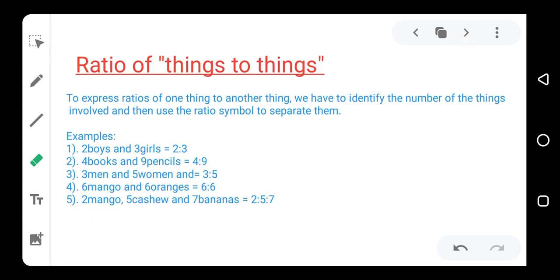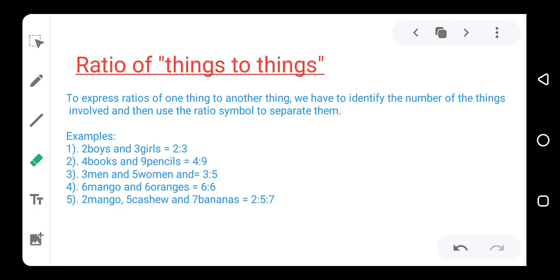Now, we look at the ratio of tens to tens. I've explained what tens to tens means. So when we want to get the ratio of tens to tens, how do we do it? To express the ratio of one thing to another thing, what we do is that we get the numbers that we want to find their ratio, the two or more numbers that we want to express their ratio.